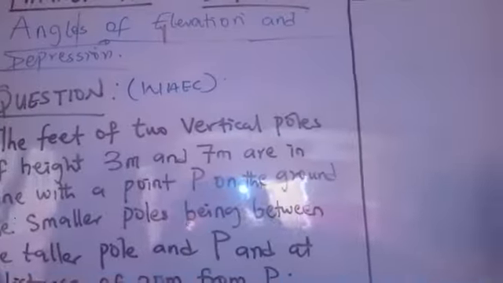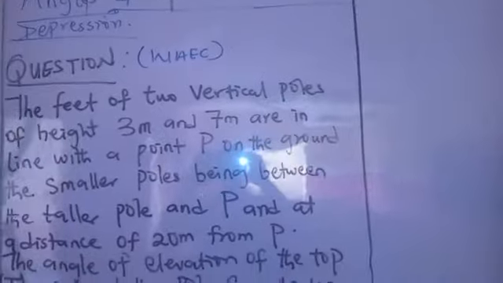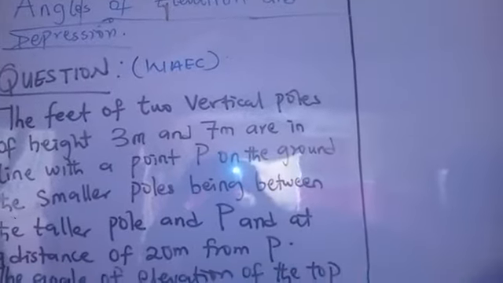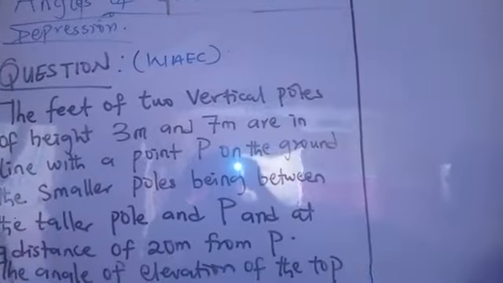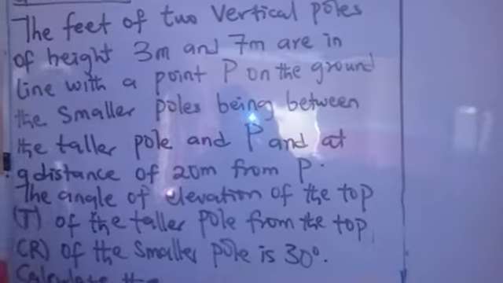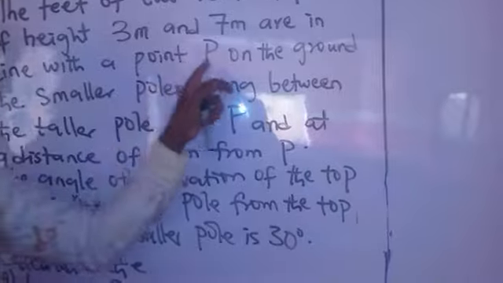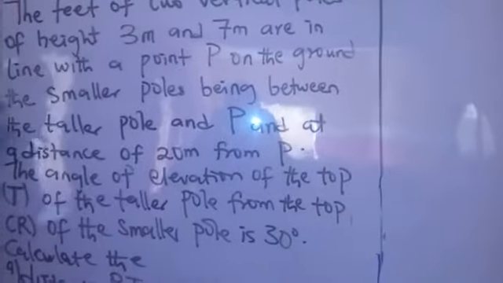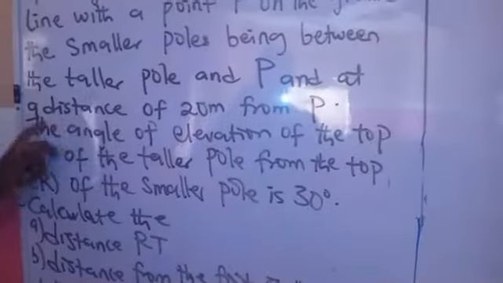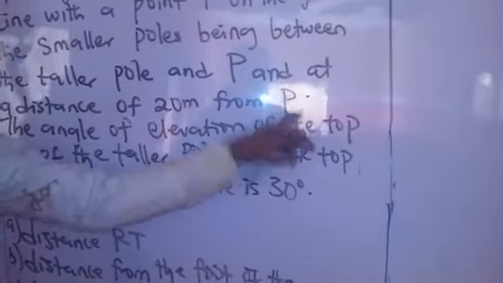Last time we started a topic on angles of elevation and depression, and we have defined it. We solved one question on it. Today we are going to focus on another question, and the question is: the feet of two vertical poles of height 3 meters and 7 meters are in line with a point P on the ground, the smaller pole being between the taller pole and P and at a distance of 20 meters from P.